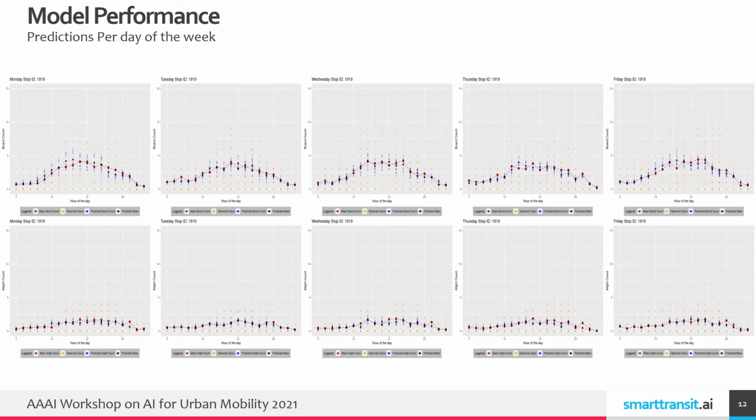At the top, the board count data, and at the bottom, the alight count data. The orange dots indicate the observed board and alight counts, and the red dots indicate their mean value connected by red dashed lines. The blue dots indicate the prediction of board and alight counts, which are connected by blue dashed lines. Clearly, these models are able to capture the daily fluctuations of these variables.